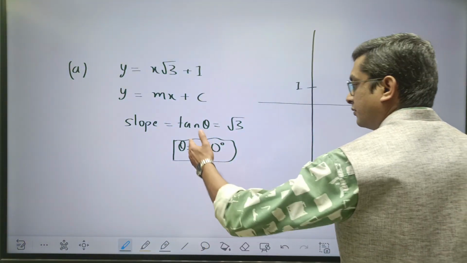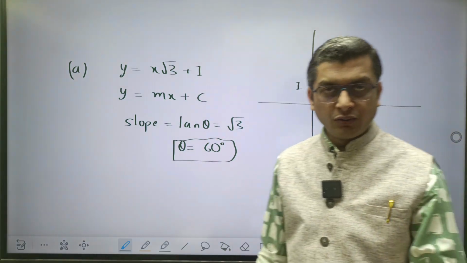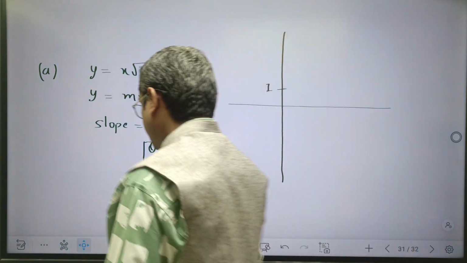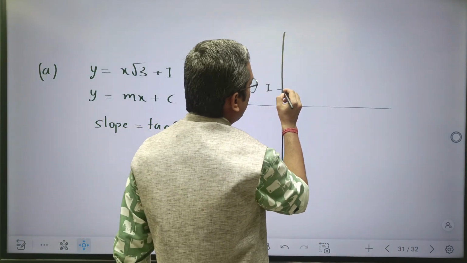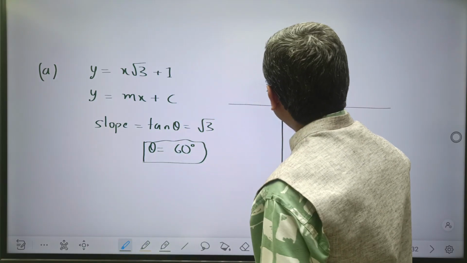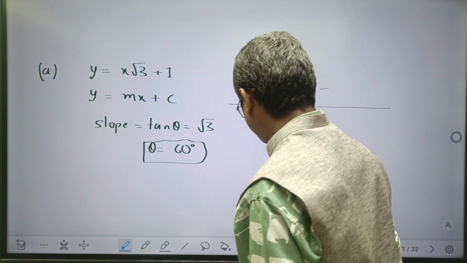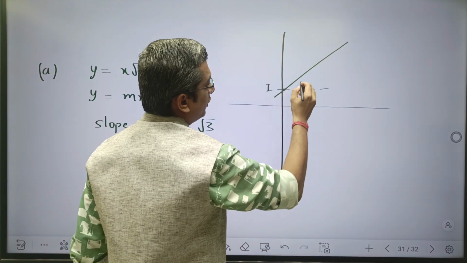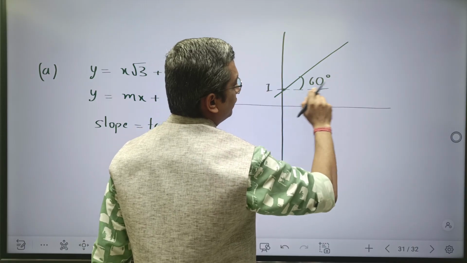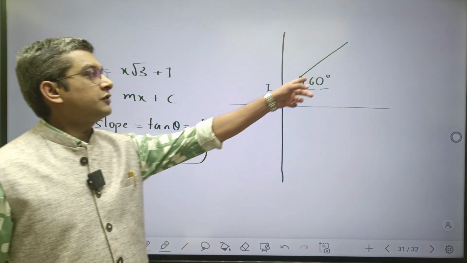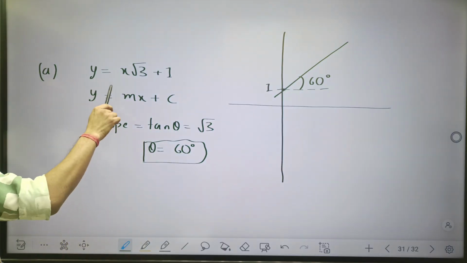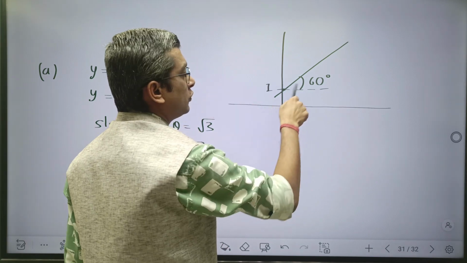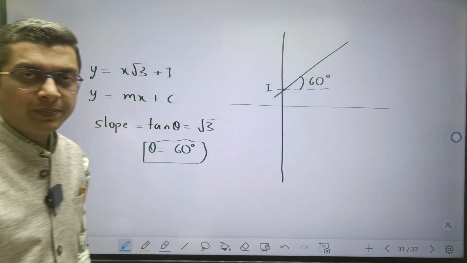So how can we find this value? You can learn it from lecture 2. So the graph would be a straight line forming 60 degrees. So how can you form 60 degrees? This is the horizontal line, and from here you will draw a line which is having 60 degrees with this line. So in this way, this straight line represents the equation y is equal to x root 3 plus 1, where 1 is the y-intercept and root 3 is giving the slope. So this is the straight line. You are getting it, isn't it?